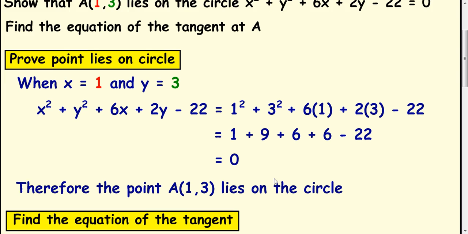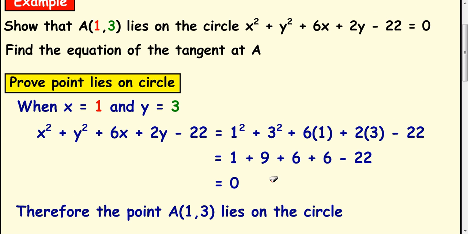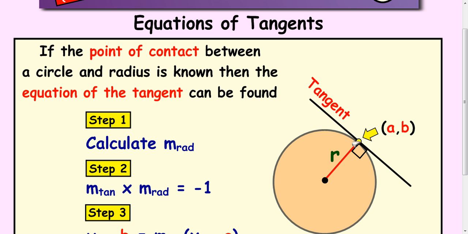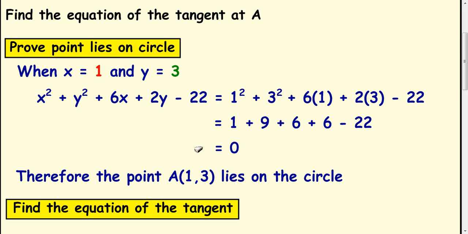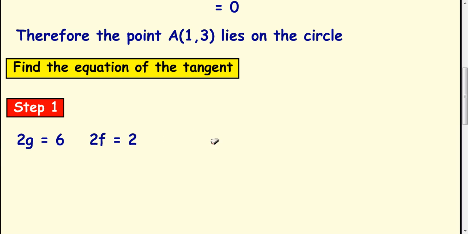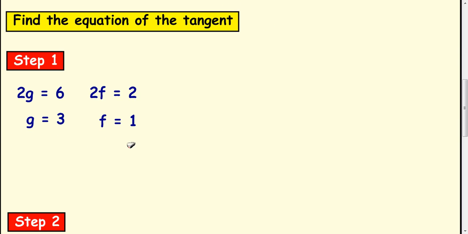Right, to find the equation of the tangent, the first thing we're trying to do is find the gradient of the radius. We've got the point on the tangent, but we don't have the centre point. So that's what we need to do. We need to find the centre point of this circle. Use your formula sheet. 2g is 6, 2f is 2. g is 3, f is 1, so the centre point is (-3, -1).